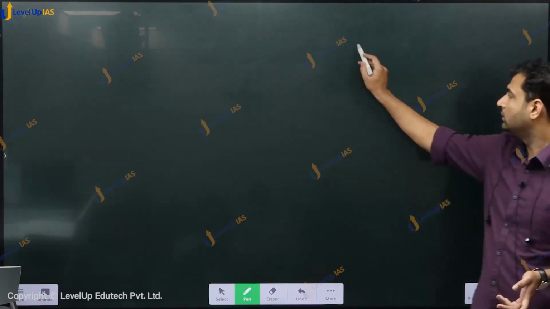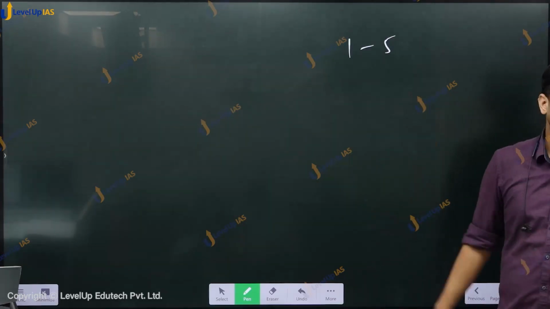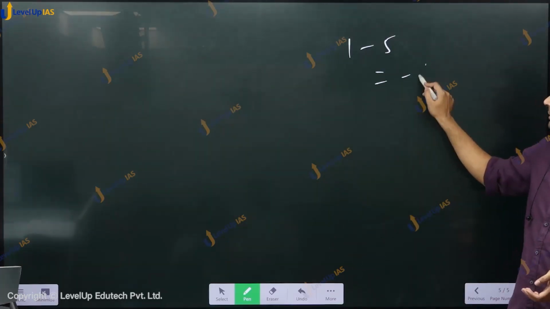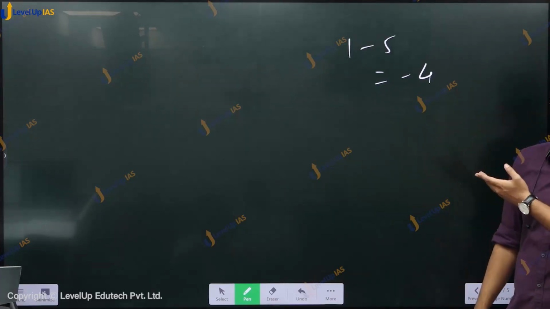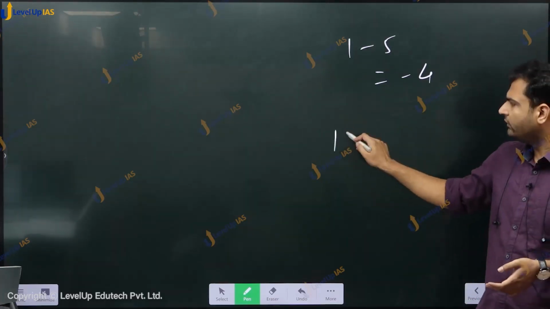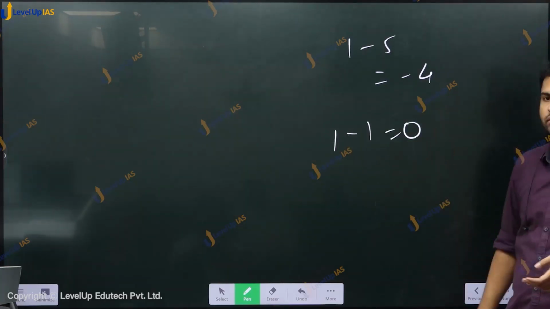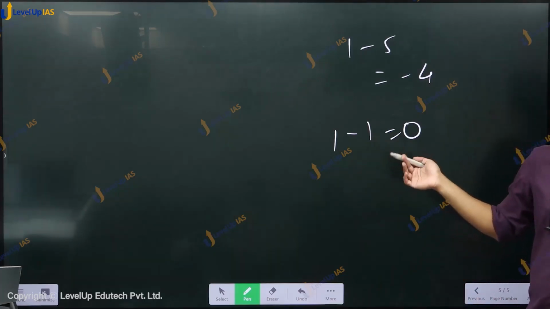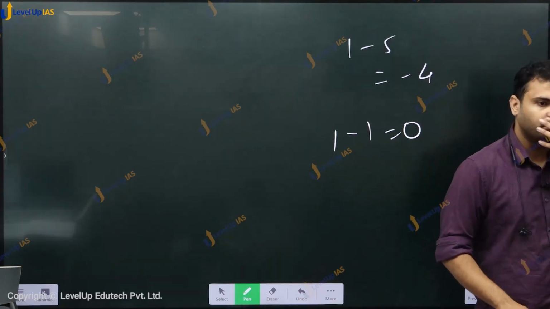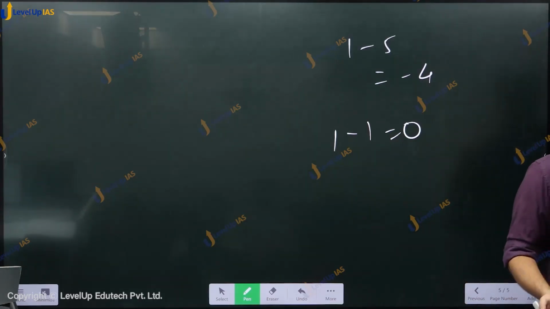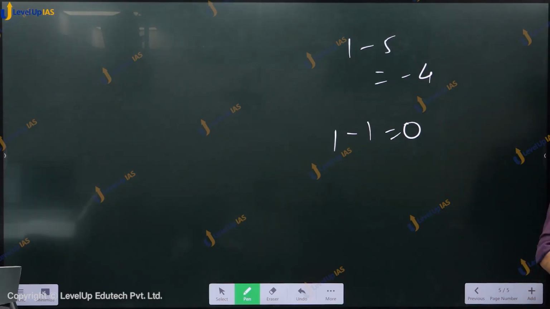For example, this 1 minus 5. What is it? Minus 4, which is not a natural number. Or even 1 minus 1, which is 0, not a natural number. So subtraction of two natural numbers is not always a natural number. So if you get a statement like this in a 5 statement question, that subtraction of two natural numbers is a natural number, you have to understand that it is an incorrect statement.